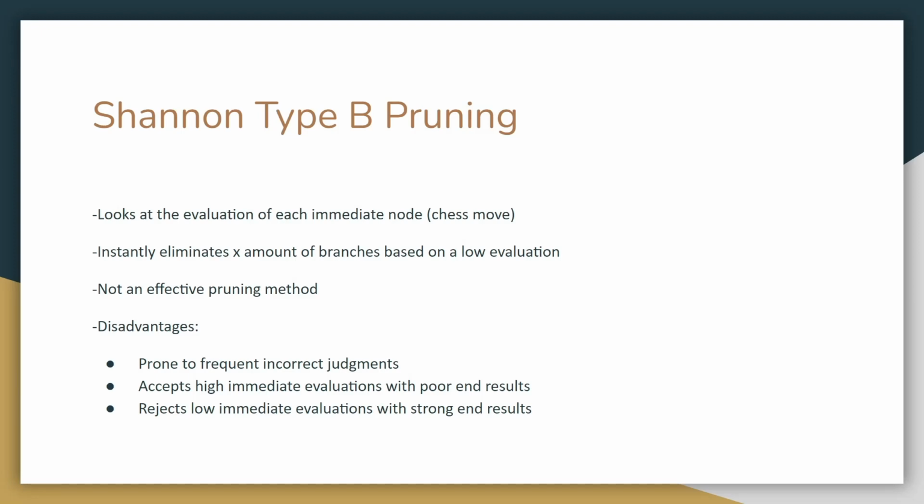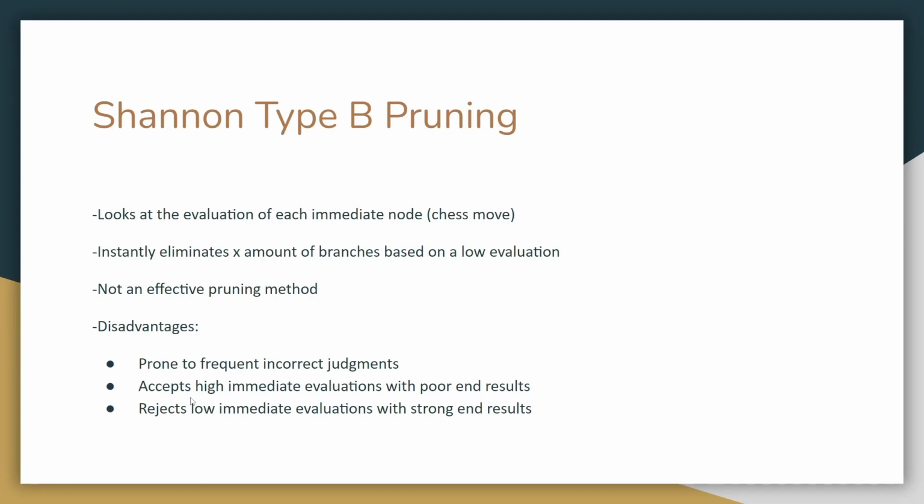So it'll take all the possible chess moves from one position, and it'll eliminate a certain amount of branches, a pre-identified or predetermined amount of branches, based on their evaluation. So if there's 10 possible moves, let's say they have evaluations of 1 through 10, it'll say, okay, let's take the 3 best, and it will only travel down those nodes.